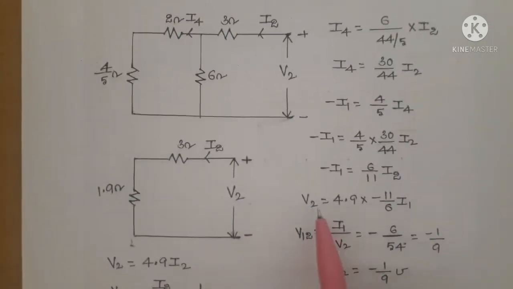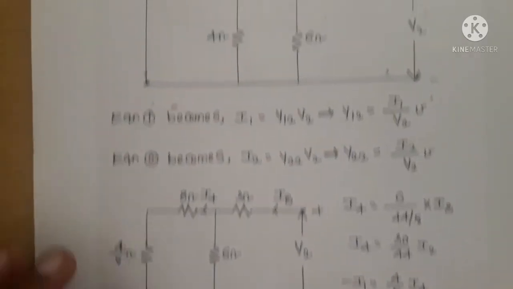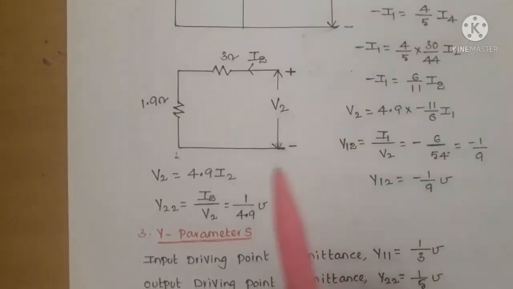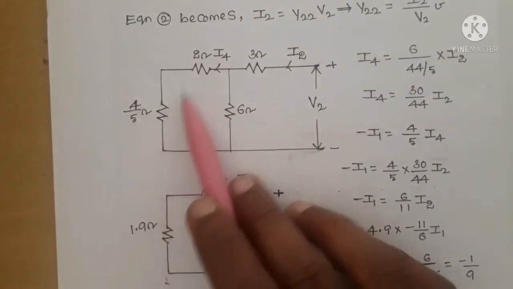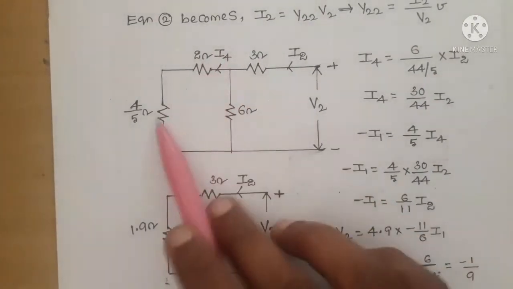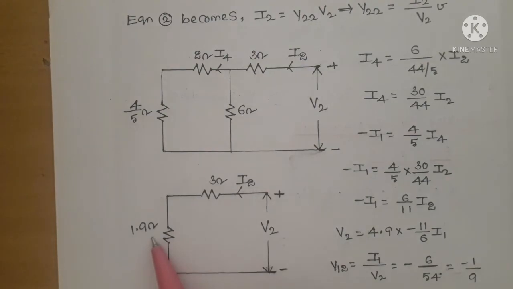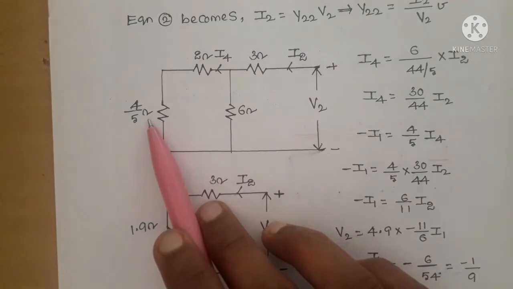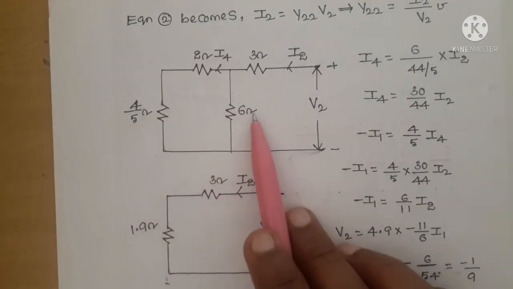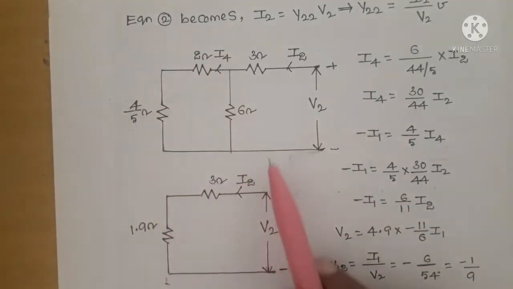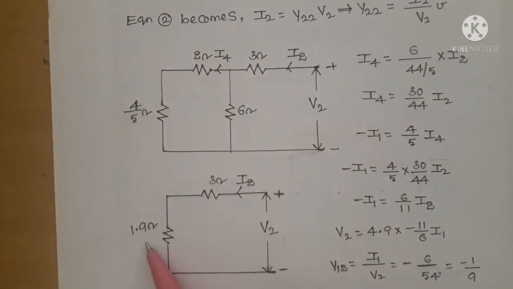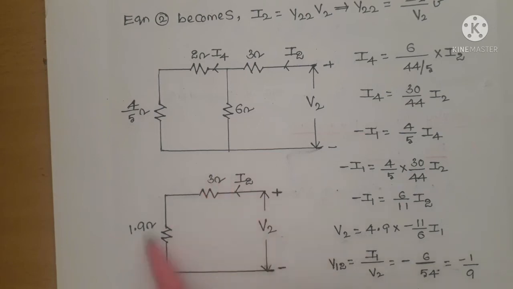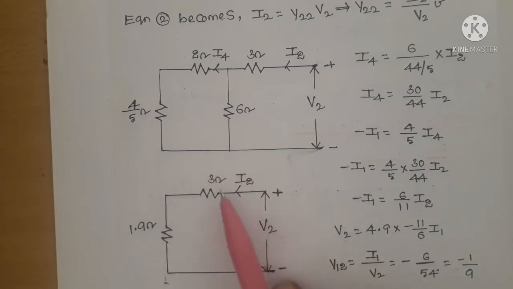So V2 equal to, see here, 4 by 5 in series with 2 ohms, and that is in parallel with 6. We can replace these entire 3 resistors with one resistor whose value is 1.9 ohms, so close to 2 ohms. So 2 and 3 connected in series is 5 ohms. V2 equal to 5 I2.